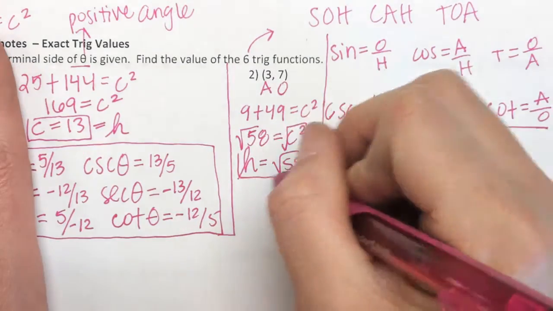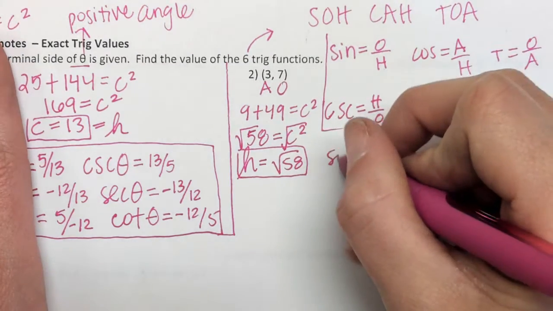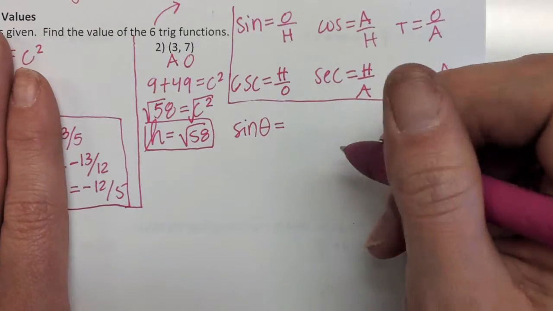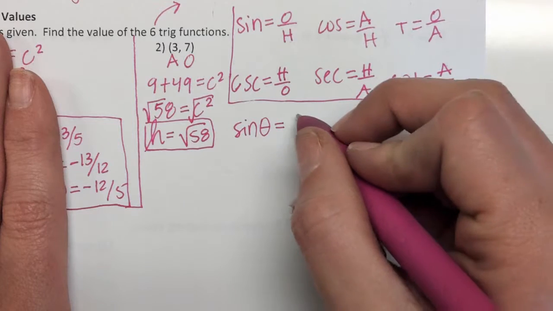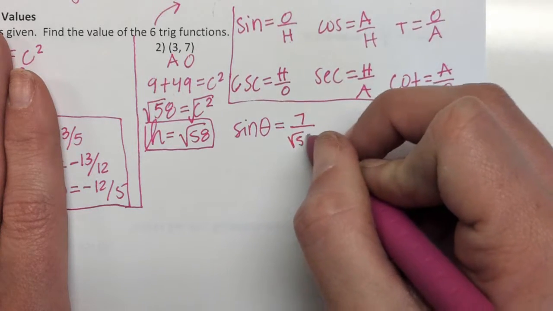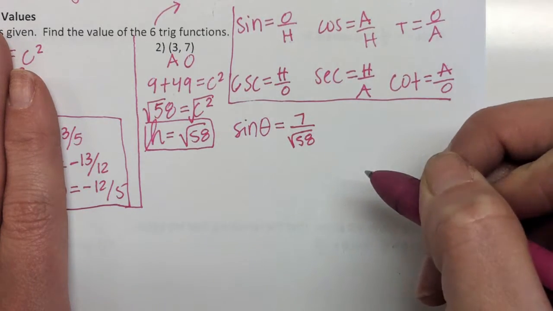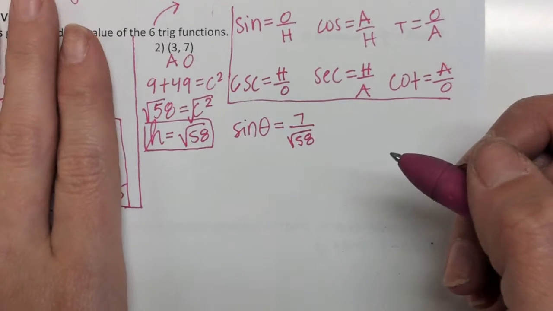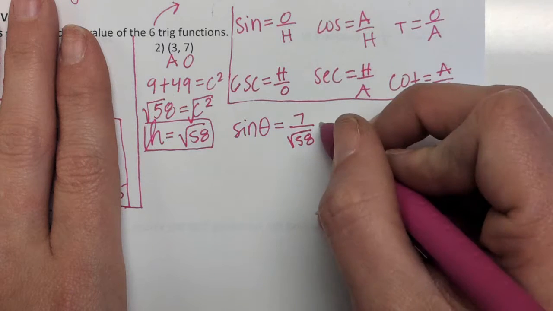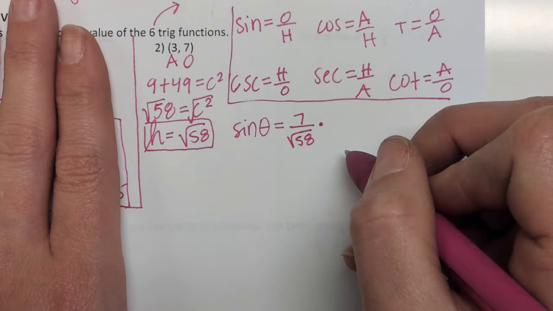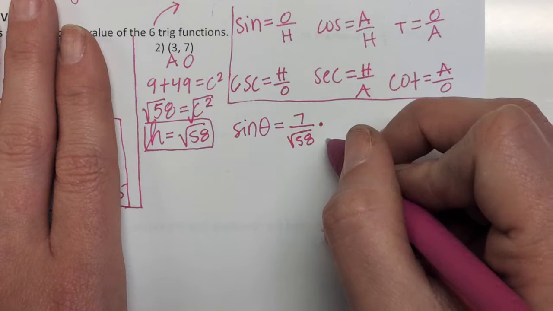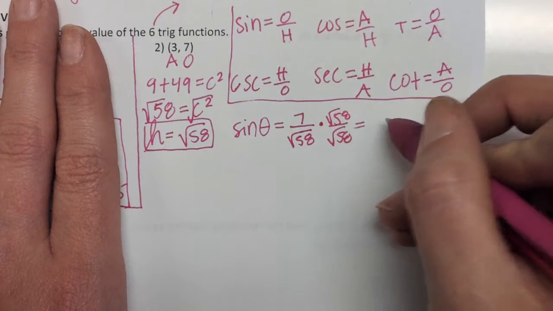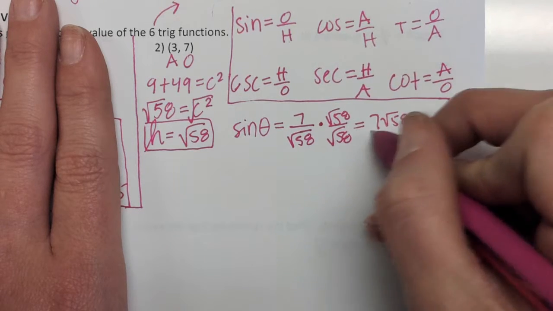Alright. So sine, we'll start there, is what over what? So it'd be what? Can we leave it like this? Nope, because of the what? Radical on bottom. So how do we get rid of it? Multiply by square root of 58. Good. So on top, we'll have what? On bottom? Very good.